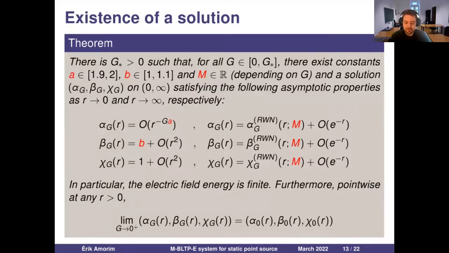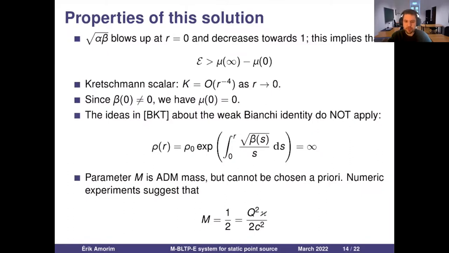The M that you find depends on the G that you're using. And I could not prove this rigorously, but numeric experiment suggests the M that I find for this solution is always 1/2, or reintroducing the constants, this is the mass of the particle. I don't know if there's any physical meaning to this particular combination.